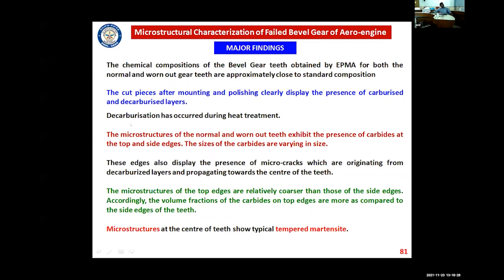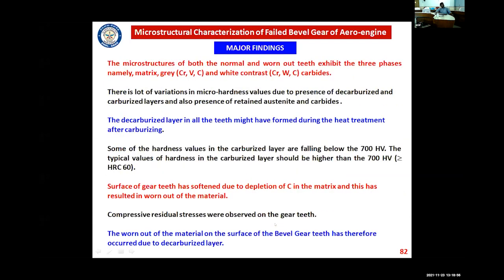Now these are the findings. The chemical composition of both gears, damaged and undamaged, is the same. The cut piece after mounting displays the presence of a decarburized layer, and this might have occurred during the heat treatment. At the top edge, it shows the presence of coarse precipitates. At the side edges, the precipitates are very fine. And the microstructure at the center of the teeth shows mainly tempered martensite.